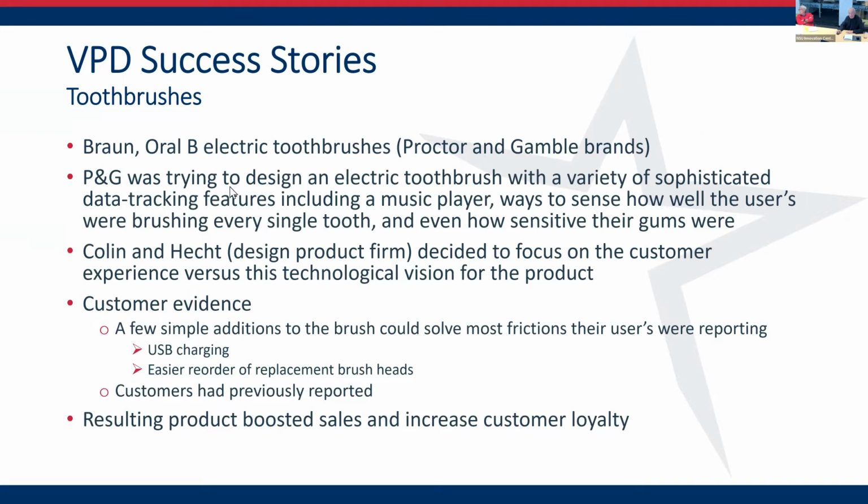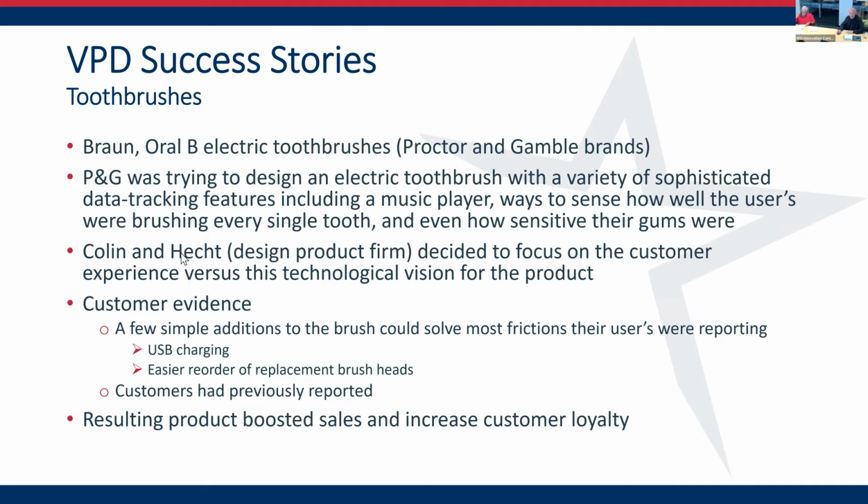This is a good example of when they were trying to design the electric toothbrush. And when you read the history of this, P&G had all of its folks, because Procter & Gamble has a pretty good history with product development, but they were thinking of all sorts of things for the electric toothbrush, music players and all sorts of things, brushing every single tooth, all sorts of things along those lines.